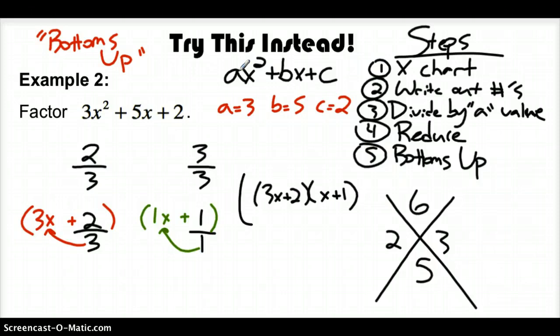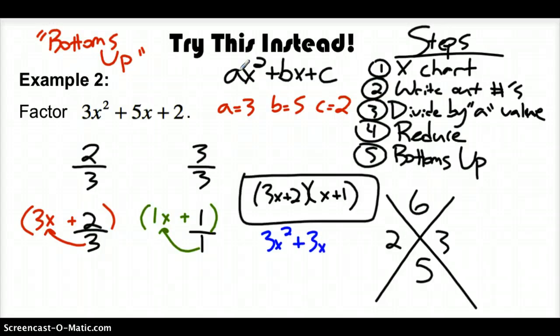Now, again, I'll circle it. I'm 99% sure I'm right. I'll be 100% sure if I FOIL this. So 3x times x gives us 3x squared. Our outsides give us a positive 3x. Insides are a positive 2x. Last times last is this positive 2. When I combine like terms, I get what I actually started with, so I know that I am correct. Let's look at a couple other ones here.